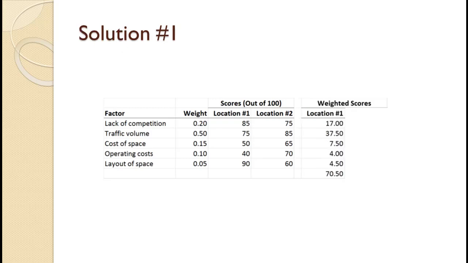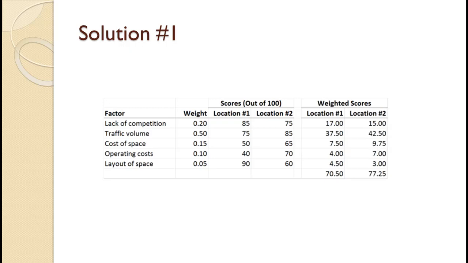For location number 1, 0.20 times 85 equals 17.00. 0.50 times 75 equals 37.50. 0.15 times 50 equals 7.50. 0.10 times 40 equals 4.00. 0.05 times 90 equals 4.50. These values sum to 70.50.